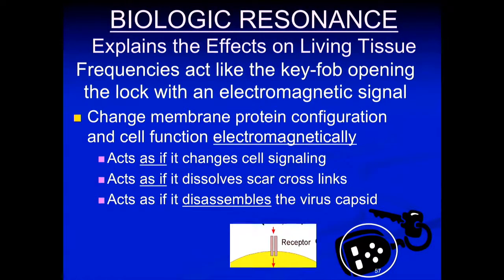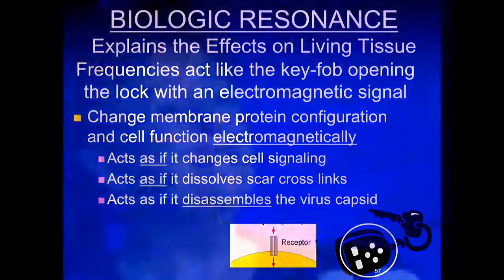So biologic resonance is the only thing that explains the effects on living tissue. You change the membrane protein configuration and electromagnetic function, or cell function, and cell signaling electromagnetically. It acts as if it changes cell signaling. It acts as if it dissolves the scar tissue cross-links that hold the scar tissue together. And it acts as if it simply disassembles the virus capsid in the herpes virus. It's a fairly simple virus, it's relatively small, and it makes some sense that that frequency is actually dissolving or disassembling the virus capsid. I don't think it works the same way in infection, and I don't think it works the same way in parasites. Those organisms are too complicated to be affected lethally by a simple frequency combination.